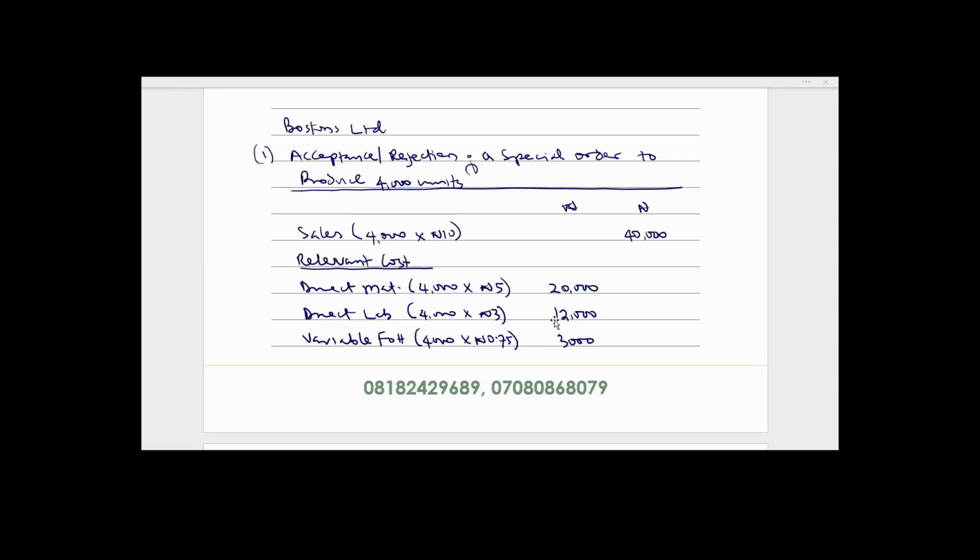Rather, fixed administrative expenses, that is irrelevant. Whether you execute the special order or not, the company will incur that. Therefore, I'm done with that. So I will add up everything. This is 35,000 naira. Minus 40,000, 5,000 naira profit. So here is profit, additional profits of 5,000 naira. So the examiner is asking you, should the company accept a special order for 4,000 units at 10 naira? Yes.